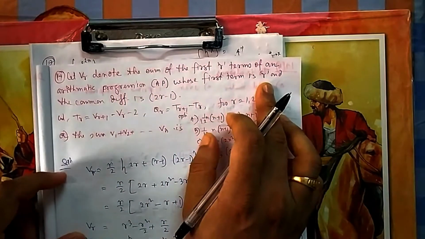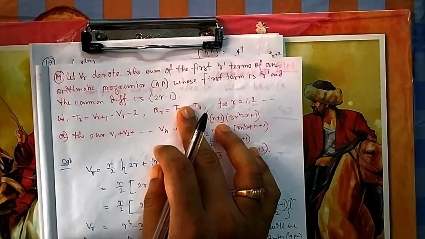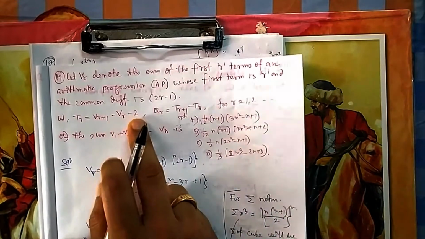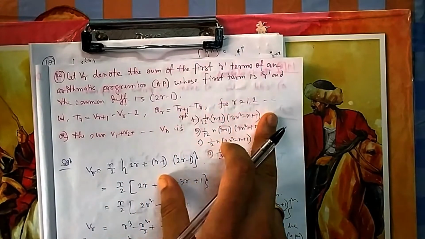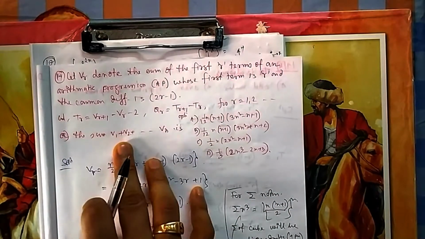AP whose first term is R and the common difference is 2R minus 1. This they have given. Then they have given some conditions: TR is equal to VR plus 1 minus VR minus 2, and QR is TR plus 1 minus TR for R equal to 1 to n. There are 3 questions. The first question is the sum of V1, V2, up to Vn.